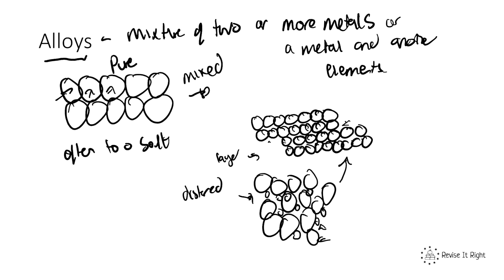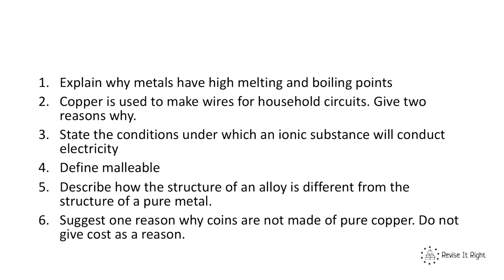So why are alloys stronger and harder than metals? It's because a different element, which is a different shape, distorts the layers of the metals, which makes them harder to slide over each other. They don't slide over each other, which makes them harder than pure metals. What we'd like you to now have a go at is answering these questions here. So pause the video now.